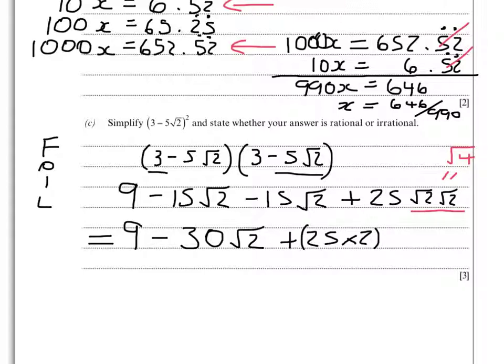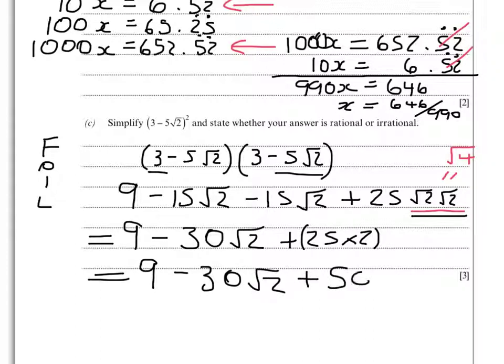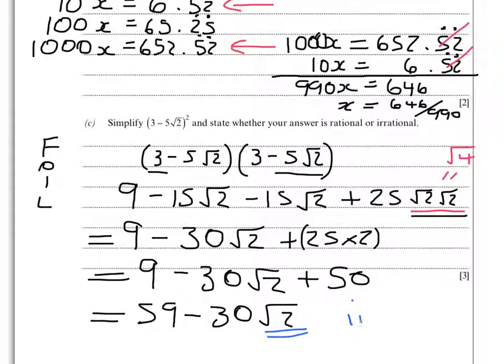And remember that you can do the little shortcut with your square roots, that if you've got a square root times a square root, and if it's the same number, then that just cancels to give you the number. So we've got 9 minus 30 root 2 plus 25 times 2, which is 50. So that means we've got 59 minus 30 root 2, and because that has the root 2 part in our answer, then we know that that is therefore irrational.